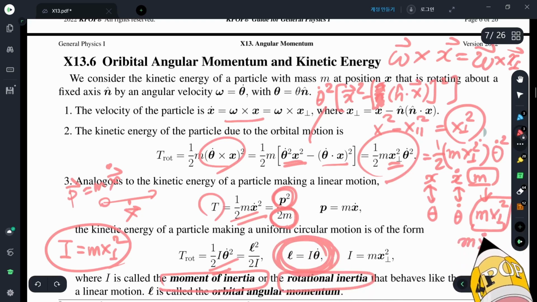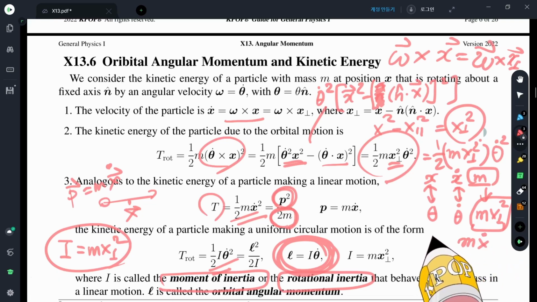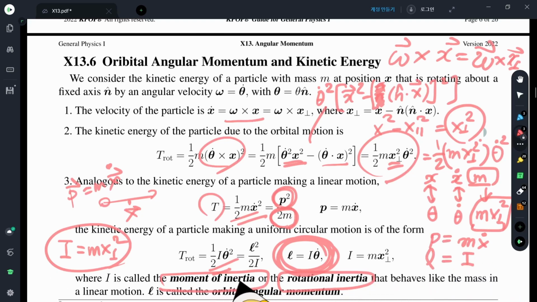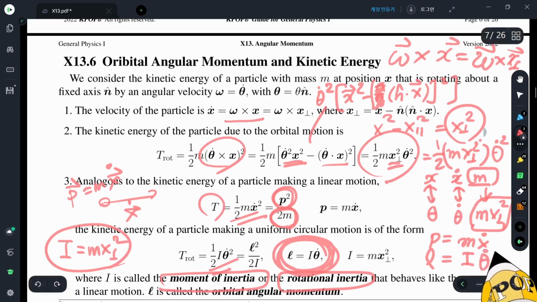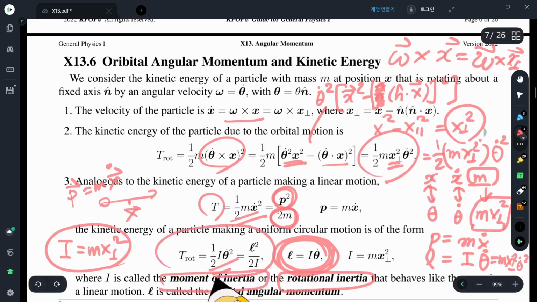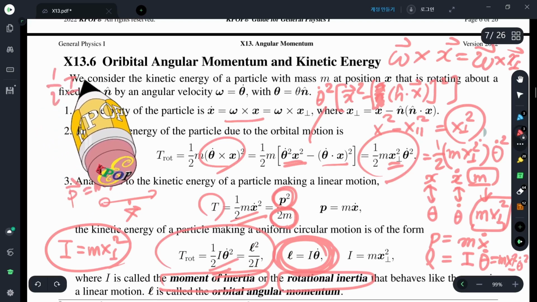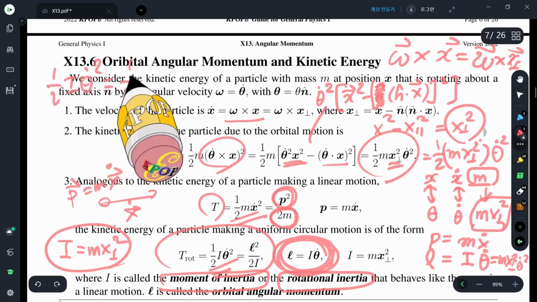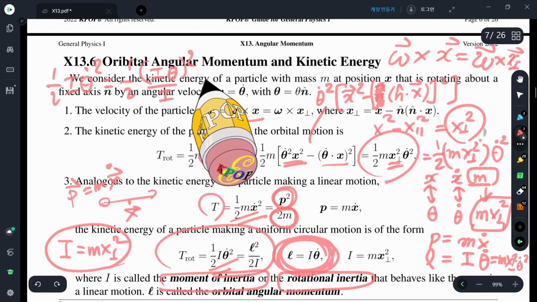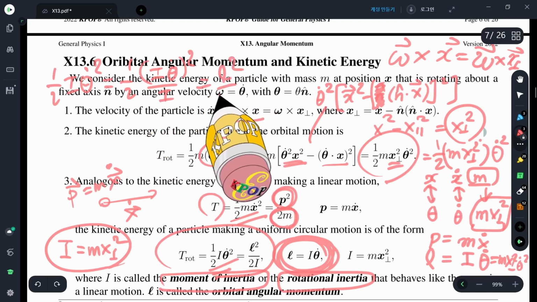Why don't we introduce, just as mass times velocity was the linear momentum, an angular momentum? We define angular momentum as this rotational mass, rotational inertia, times angular velocity. That means m x perp squared theta dot. Using this expression, rotational kinetic energy, one half I theta dot squared, can be expressed as one half I theta dot squared over I, so L squared over 2I.